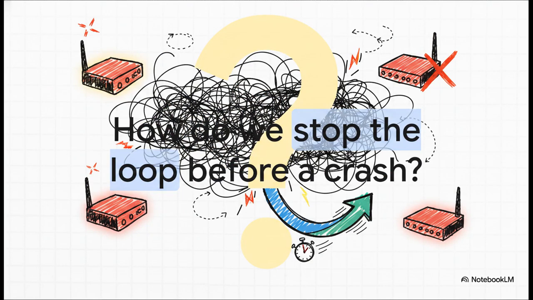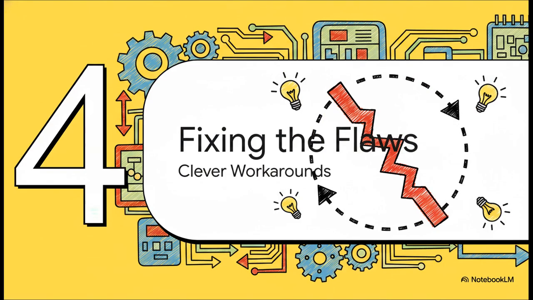As you can probably guess, an endless routing loop is a catastrophic system failure. It eats up all your bandwidth, router processors completely max out, and the network just crashes. So how on earth did engineers solve this critical flaw? Let's find out in Section 4, Fixing the Flaws, Engineering Clever Workarounds.